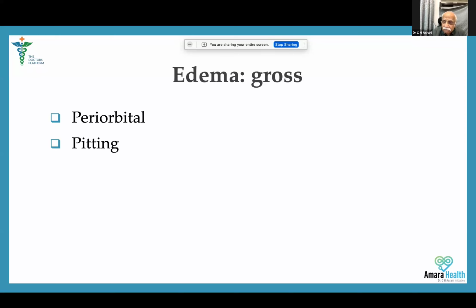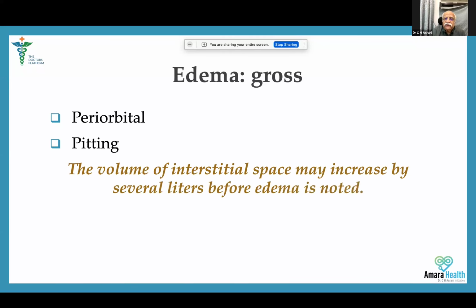It should be pitting. Non-pitting edema is either myxedema or elephantiasis. The volume of interstitial space may increase by several liters before edema is noted. So, the very fact you can see edema, even if the pitting is barely 2 millimeter, please don't call it mild edema, little or mild edema.